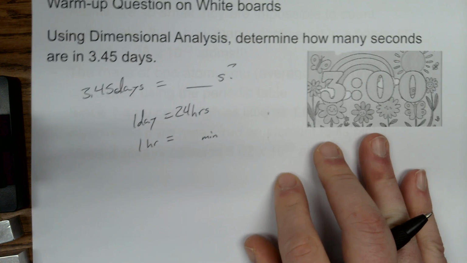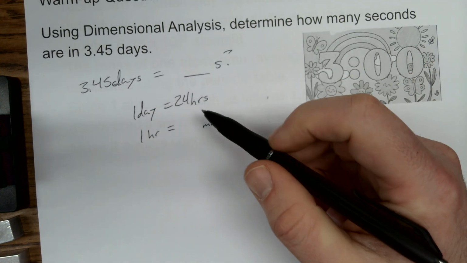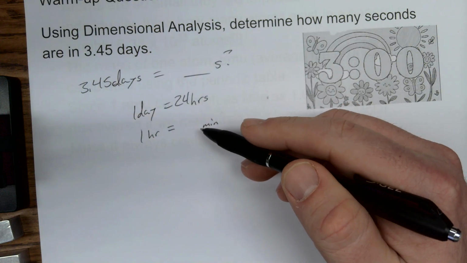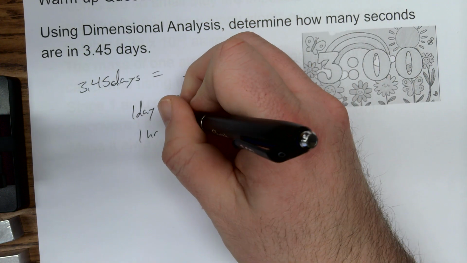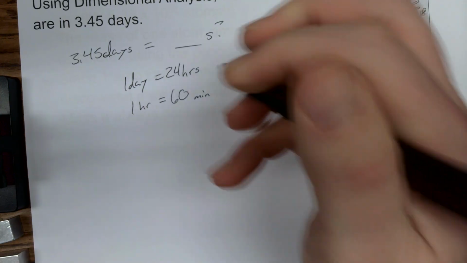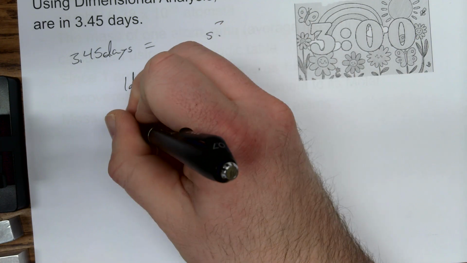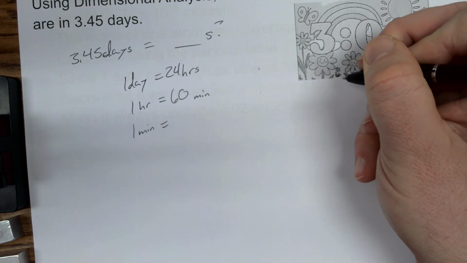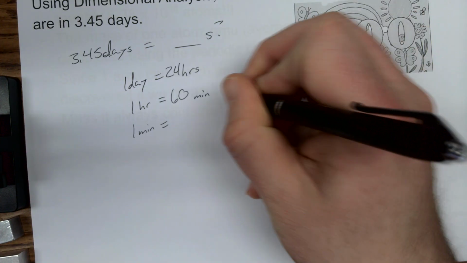So, back at it. 1 day equals 24 hours. 1 hour equals how many minutes? 60. How many minutes are in a second? Sorry, how many seconds are in a minute? 60.